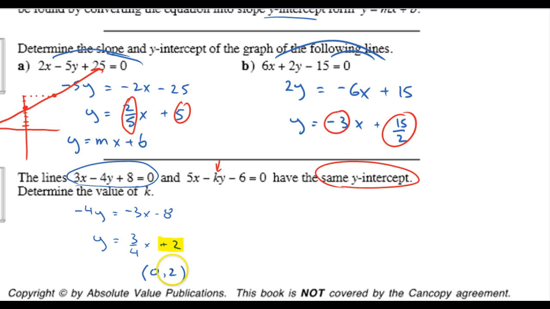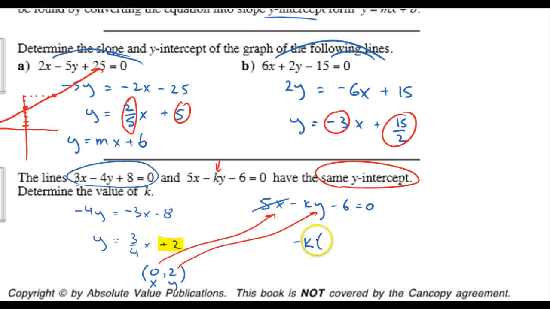So if those are my coordinates, I can just plug those in for my x and y values. That's x and that's y. So 5x minus ky minus 6 equals 0. All I need to do is substitute that for x and that for y, and then solve for k. So let's go ahead and do that. If I put in a 0 here, that's going to be 0. So it's going to be negative k times 2 minus 6 equals 0. Negative 2k equals 6. k equals negative 3. All right.